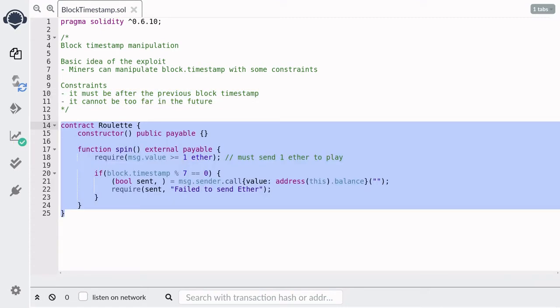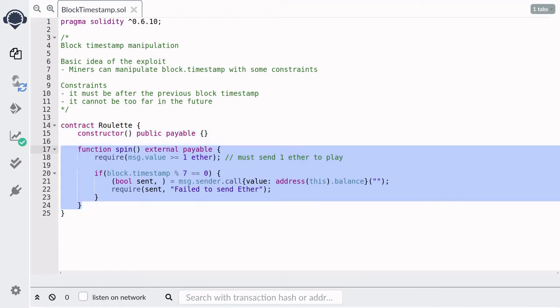Let's imagine that we have a contract called Roulette, and it has 10 ethers stored in the contract. This contract will reward you with all of the ether stored in the contract if you can send a transaction at the right timing. And what is the right timing to send the transaction? Well, it's calculated using block.timestamp. So let's examine how to play this game.